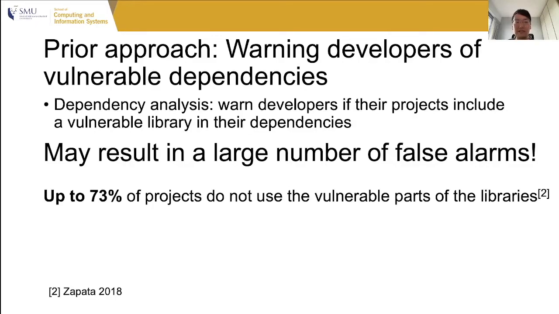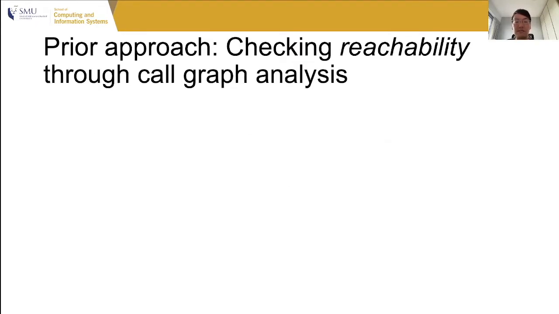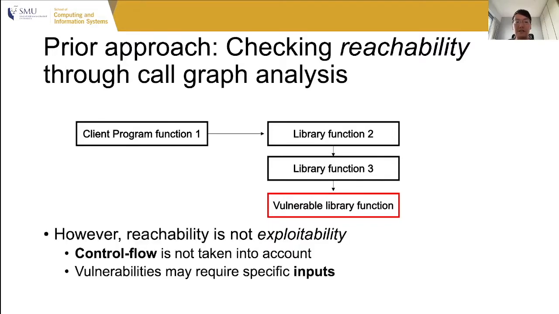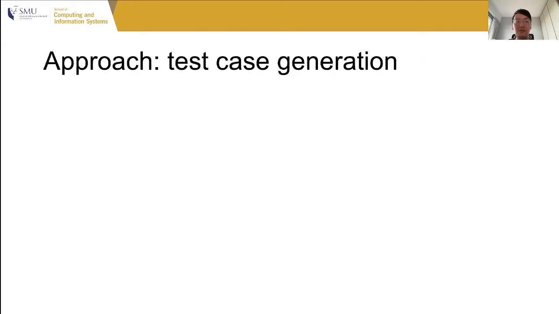To improve on the state of things, some approaches would perform a reachability analysis based on a call graph. Developers would only be warned of the vulnerability if there exists a path from the client program to the vulnerable library function based on the call graph. However, the reachability of the vulnerable library function does not necessarily imply that the vulnerability is exploitable, because a static call graph analysis would not account for control flow, and even in a dynamic analysis, the vulnerabilities may require specific inputs to be triggered. And this motivates our approach, which is to generate test cases.